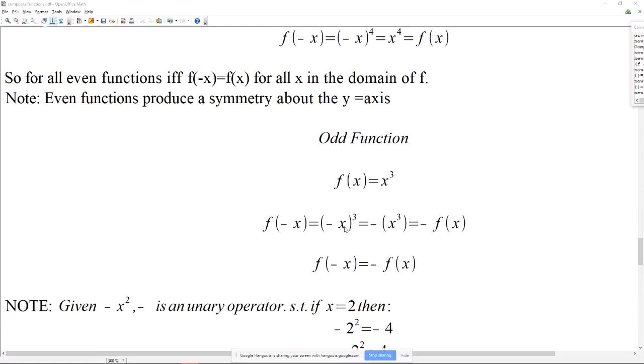In place of the x. So this goes in here. Now I have negative x to the third, which is actually equal, and this is only equal for an odd function here. This is where I would screw up rarely.